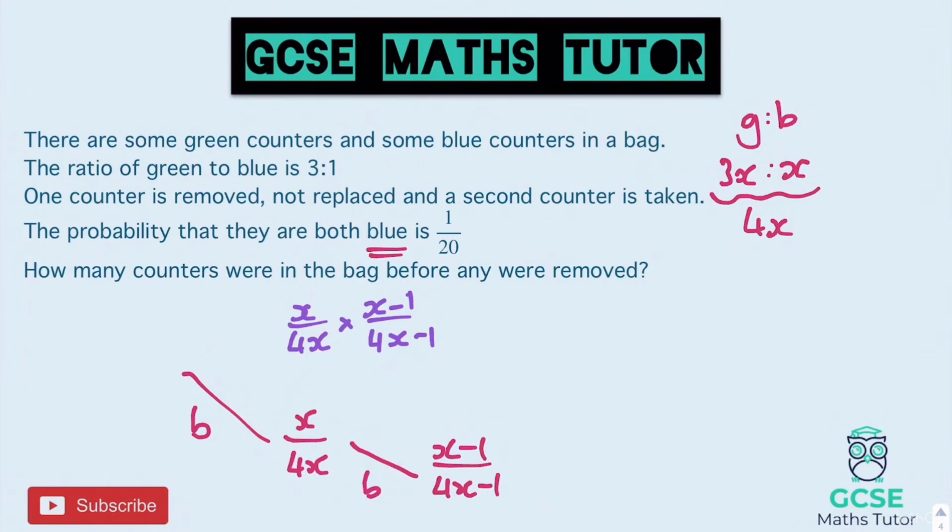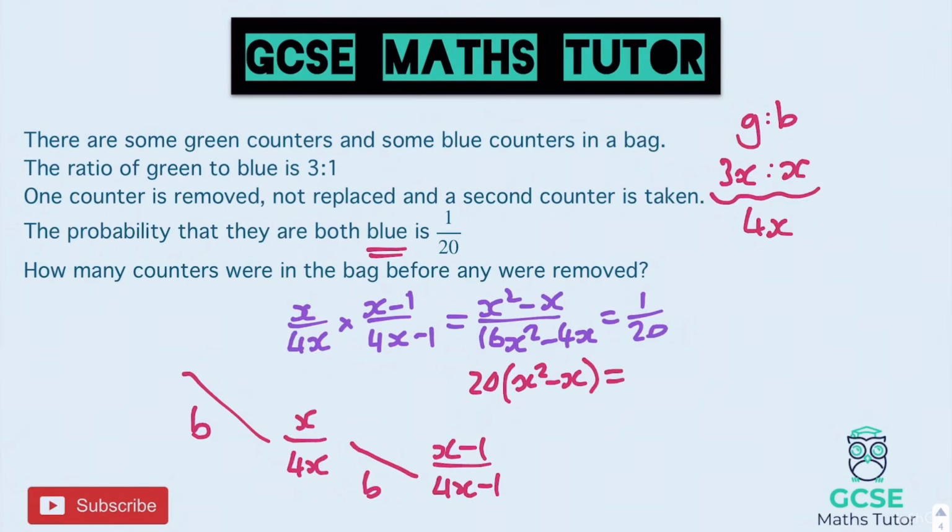Let's go back and actually multiply these. So if we multiply those together, let's see what we get. x times x minus 1 on the top gives us x squared minus x. And on the bottom, 4x times 4x is 16x squared, and 4x times negative 1 is negative 4x. Now that fraction there equals 1 over 20. And again, just like before, we just need to cross multiply. So times the left top by 20, and we get 20 lots of x squared minus x, and times the right top by 1. So we don't actually need to write that, it's just going to be 16x squared minus 4x.